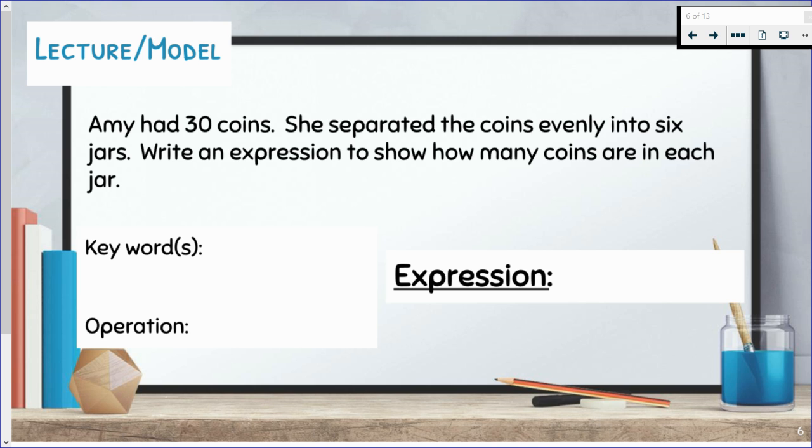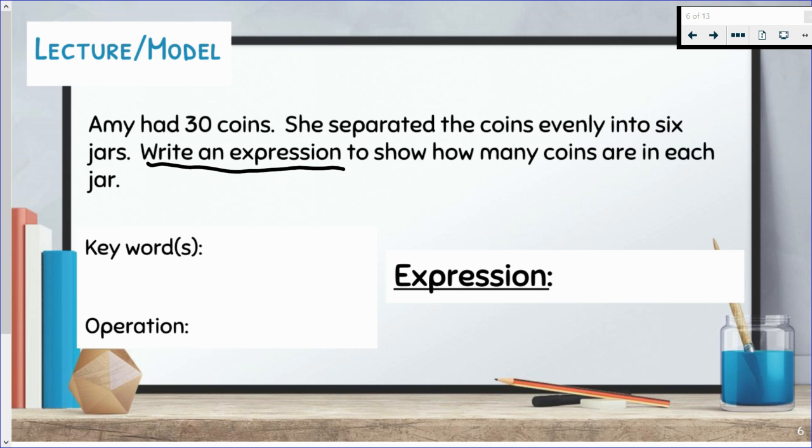So let's look at this situation here. Amy had 30 coins. She separated the coins evenly into 6 jars. Write an expression to show how many coins are in each jar. So we need to figure out, again, it's not asking how many coins are in each jar. It's not asking the answer. It is asking us to write an expression to show how we would get it.